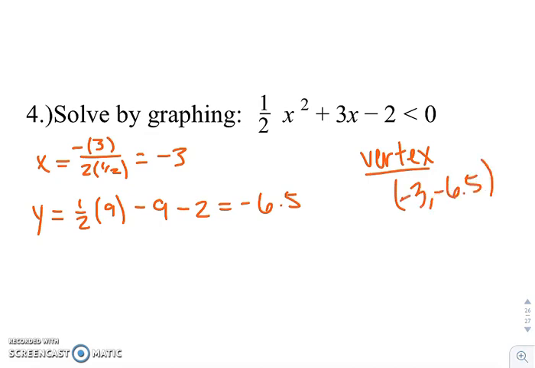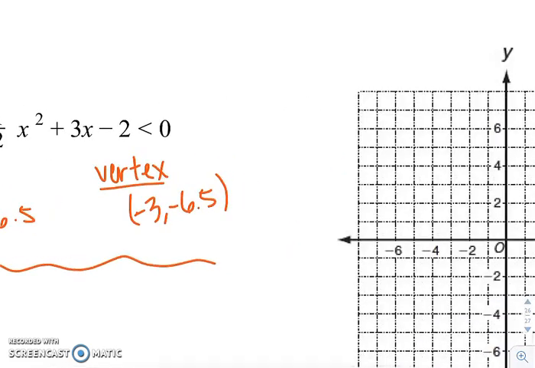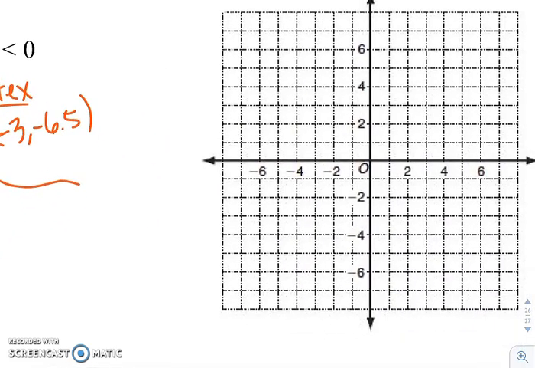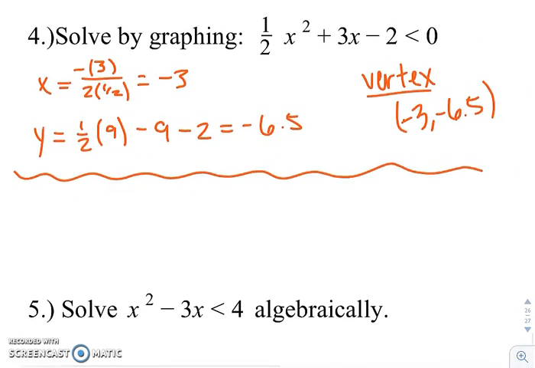Now solutions to a quadratic equation are your zeros, your roots, your x-intercepts. So we need to do similarly the same thing here. We need to find where the x-intercepts would be if we were graphing this and trying to shade it. So we found our vertex, and you guys could plot that if you wanted. Negative 3, negative 6.5.